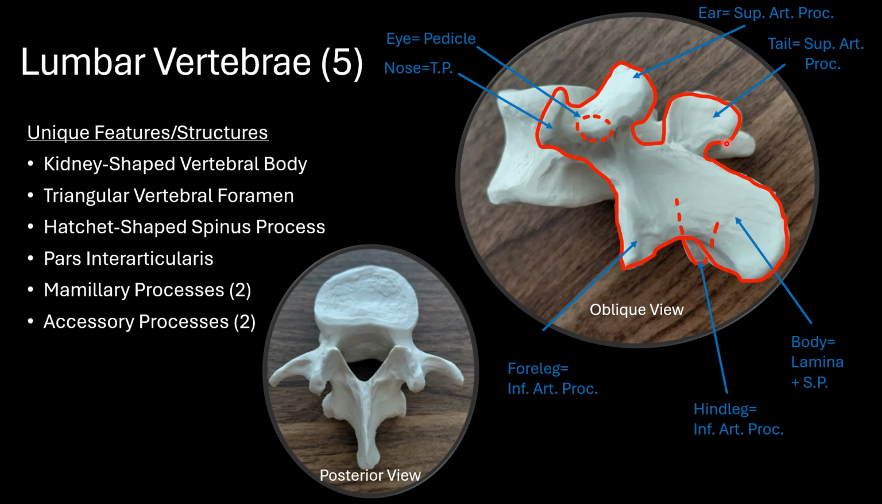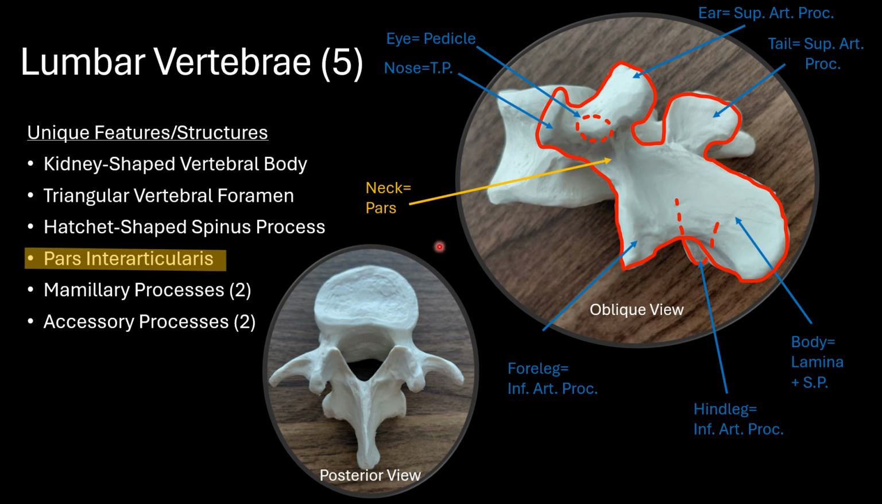Here we're seeing the tail from a superior articular process, the body of the dog as the spinous process and the lamina, and then the foreleg and the hind leg are both of the inferior articular processes. Note that you can't really see a whole lot of it right here, and I have this rotated a little bit differently because we can see a couple of other objects a little bit better, but that's our Scotty dog.